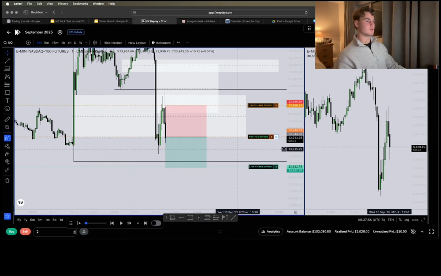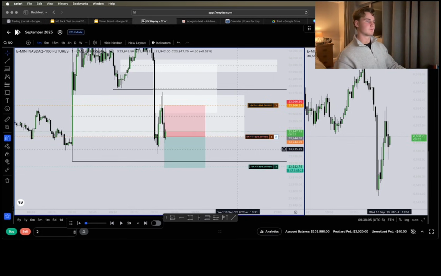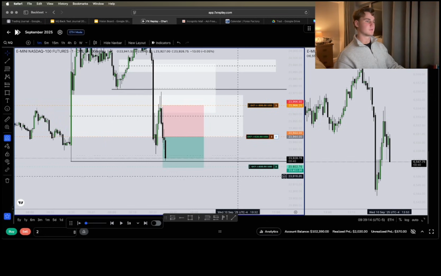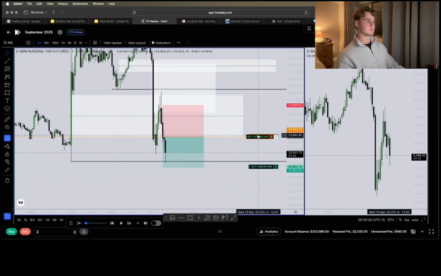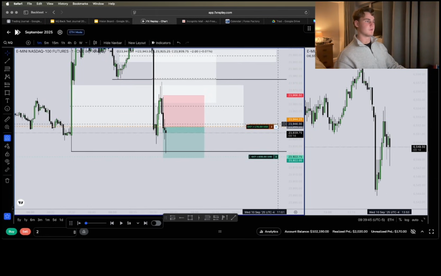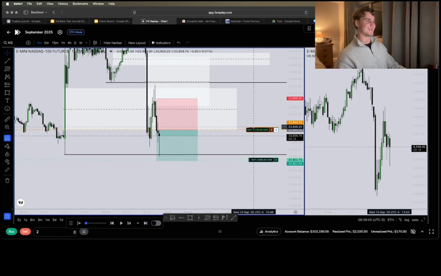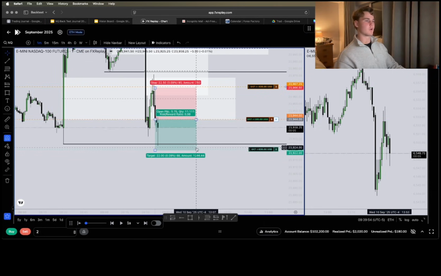Okay, I want to see a closure below where my entry point is. Okay, that's quite nice. Now I want to see immediate displacement after we've rebalanced into the SIBI here. If we do see a closure below this low, I'm going to go break even, just to mitigate any loss. Okay, we do see displacement lower. Now give me that closure. Give me the closure. Oh, okay. Didn't see the closure. Did not mean to go break even. Oh, okay. Oh no. Okay, boom. Cool. I want to see a closure below this low before I go break even.